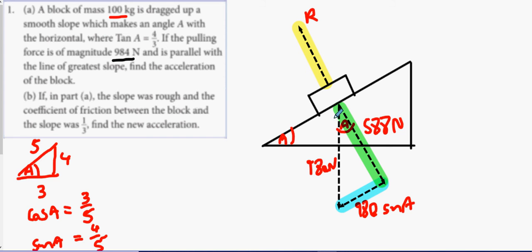Because the block isn't sinking into the ground, it's only sliding up and down, this means that R is equal to 588 newtons. Now, this is not really significant because there is no friction in the first question, so we can park this off and use it later on. Next thing we got to do is 980 sine A, so 980 times 4 over 5, which is 784. This here is 784, opposite.